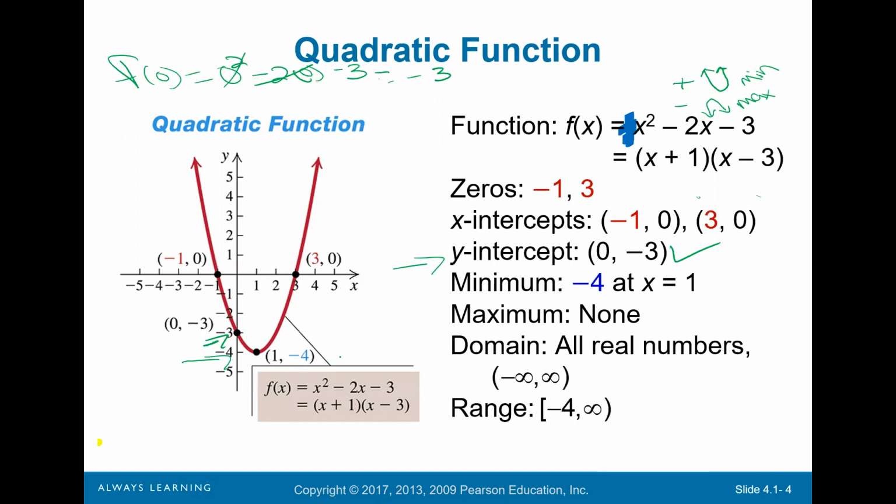Another way is to find the vertex, right? So first things first, we needed to determine if it's a minimum or max. And since it was a positive value, I knew it's going to open upward, give me a minimum. So I'm going to say none to the max because it's not going to open downward, right? So let's find where it actually occurs.